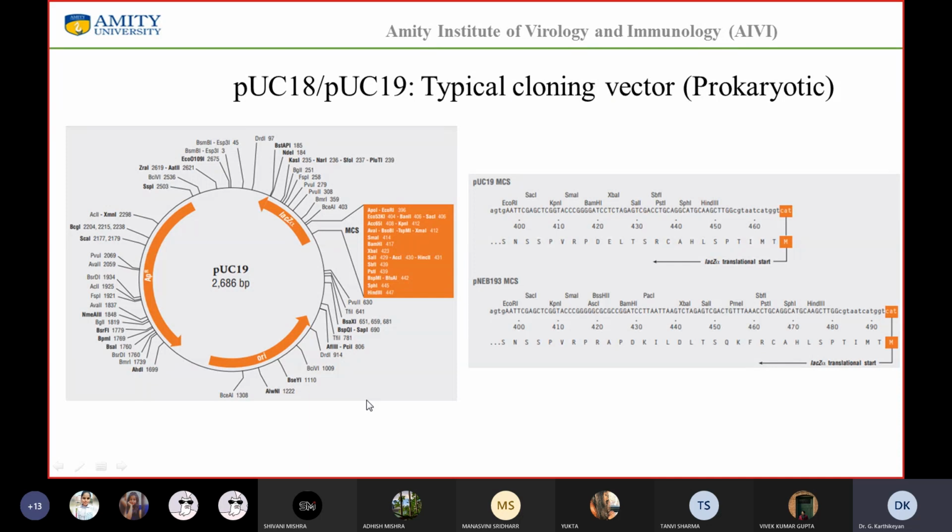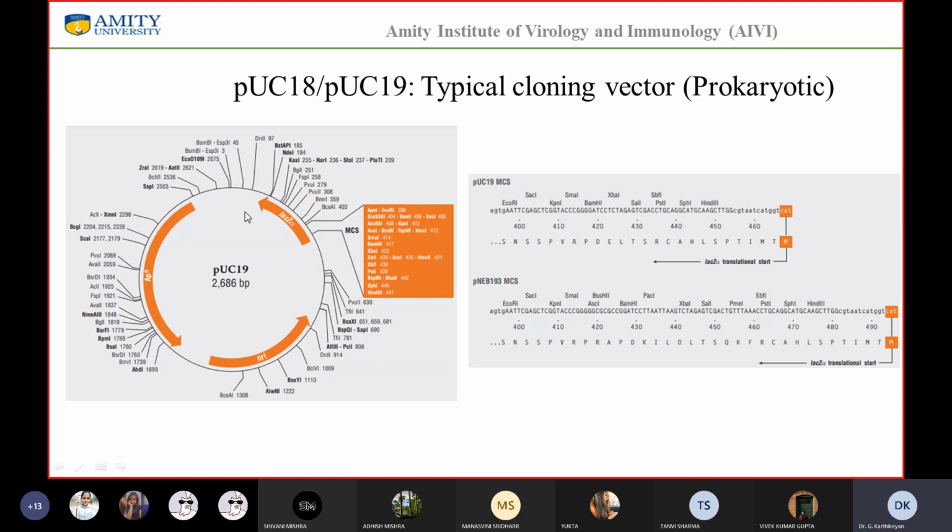One is the origin of replication, so that this plasmid can replicate inside the E. coli. It has an antibiotic resistance selection marker, in this case ampicillin resistance, Ap with the R as a superscript, which means resistance. When there is no R, that means it is sensitive to it. This is because the plasmid carries the beta lactamase gene, which metabolizes the ampicillin and confers resistance to ampicillin.